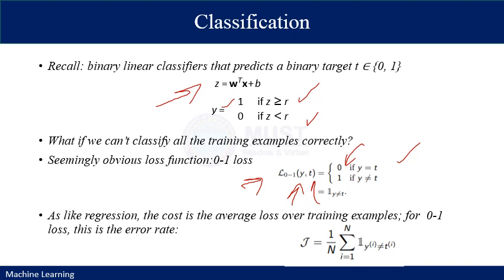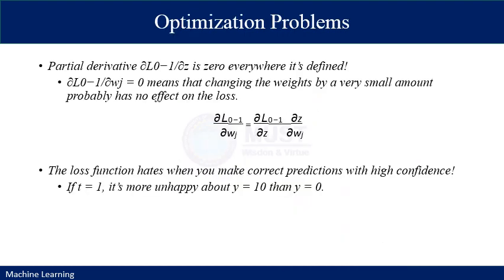So as like regression, the cost is the average loss over the training examples. For 0-1 loss, this is the error rate. So you count all of the errors and divide by the training examples to calculate the total loss. After the modeling, the next problem is using the optimization method.